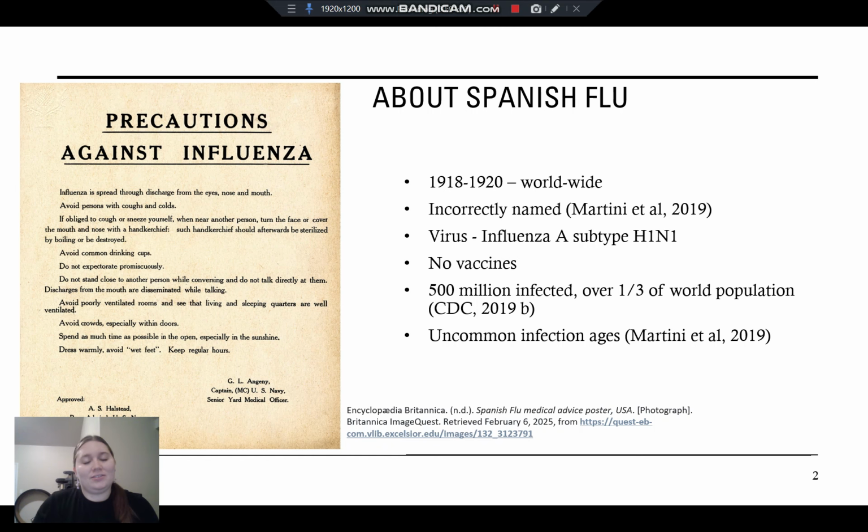And another one of the really interesting things about it is that it had an uncommon infection age. Most flus are going to infect those who are really young or elderly. However, the Spanish flu mostly affected those who were aged between 20 and 40. And then this photo that we have here is from the time of the Spanish flu outbreak. It's just going to list some things about what you can do to help prevent yourself from getting it.